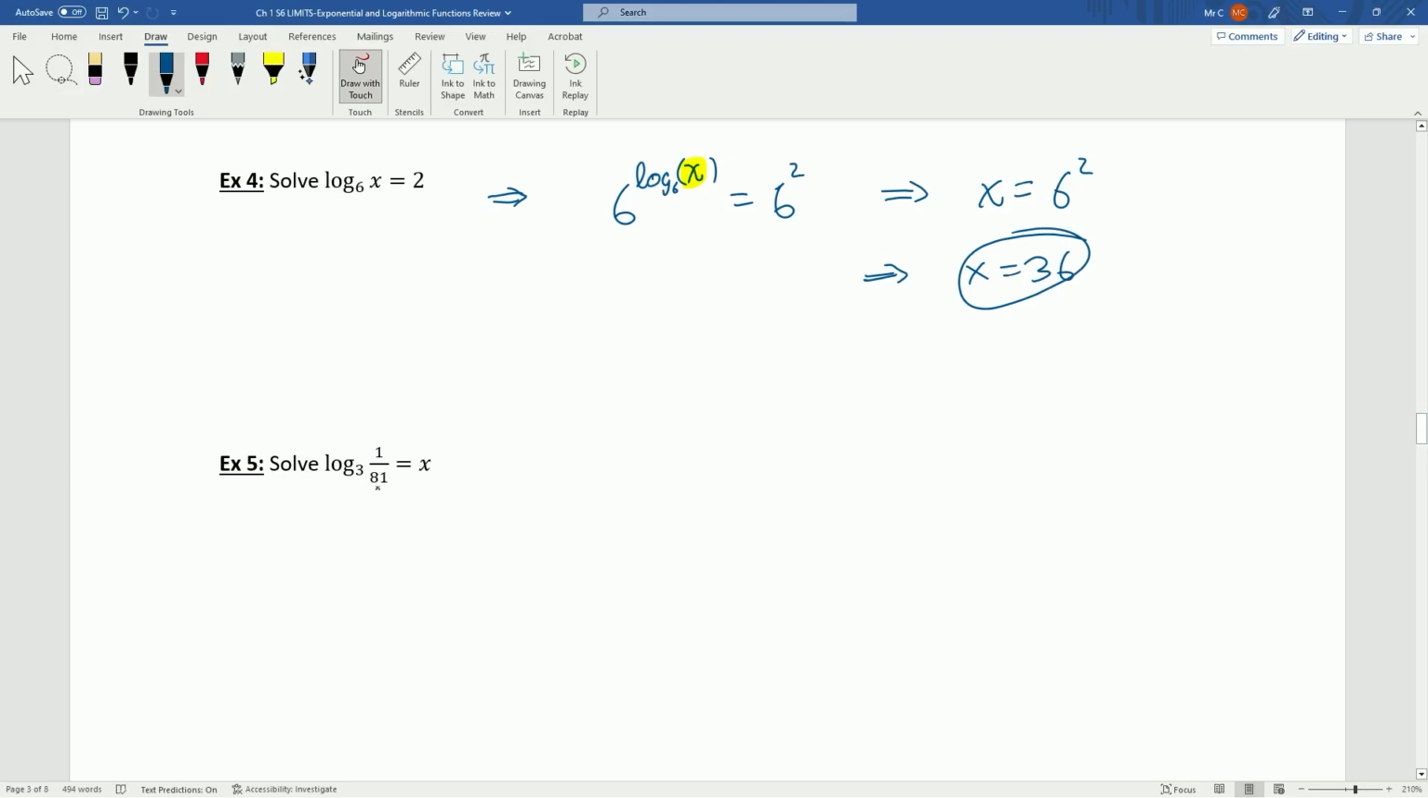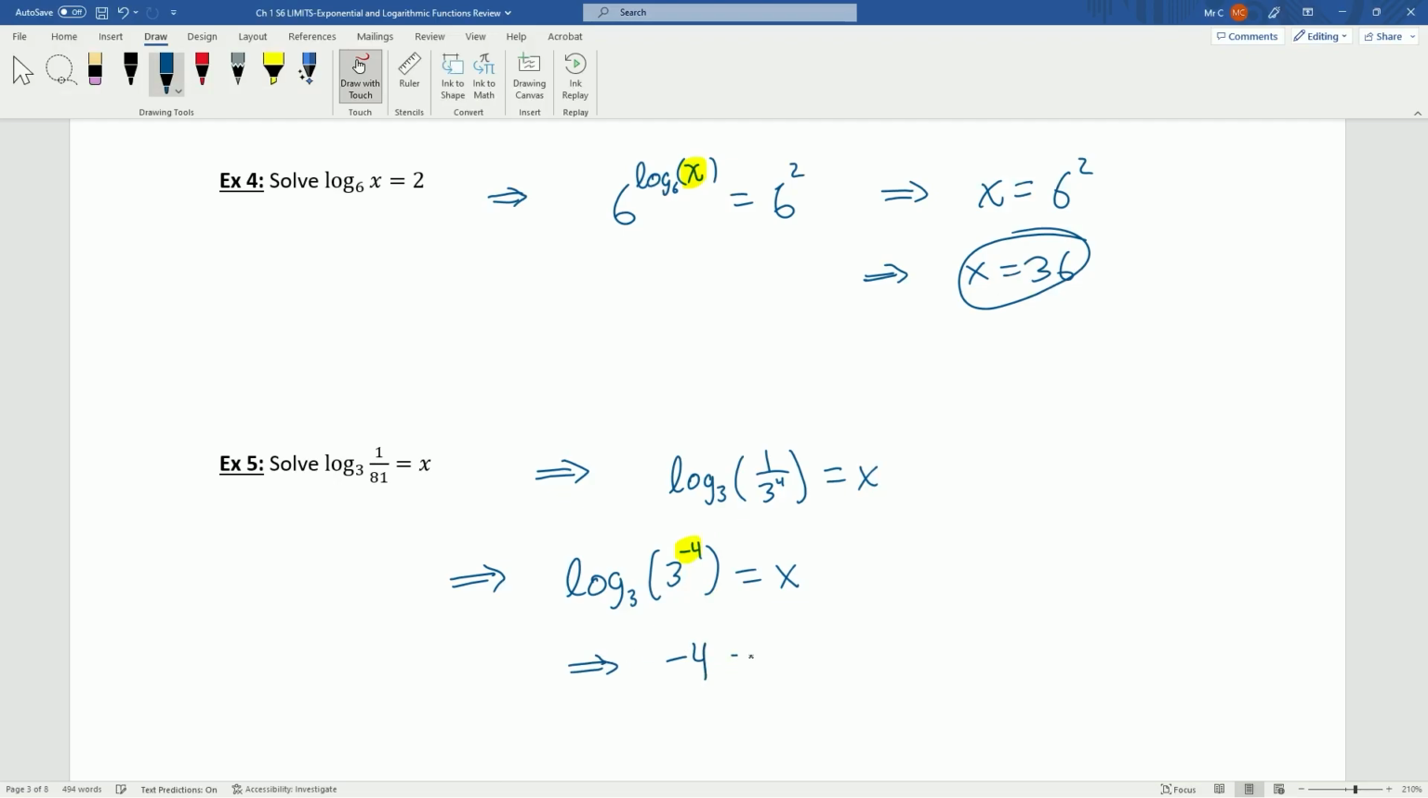Solve log base 3 of 1 over 81 equals x. Well, first I'll rewrite 1 over 81 as 1 over 3 to the 4th. And I can rewrite 1 over 3 to the 4th as 3 to the negative 4th. And log base a of a to the x is x.